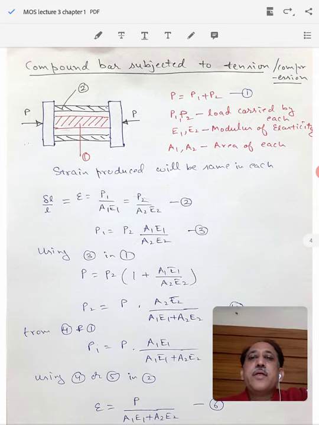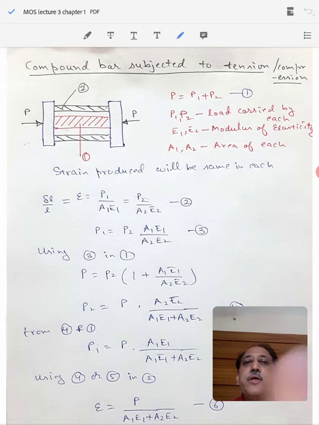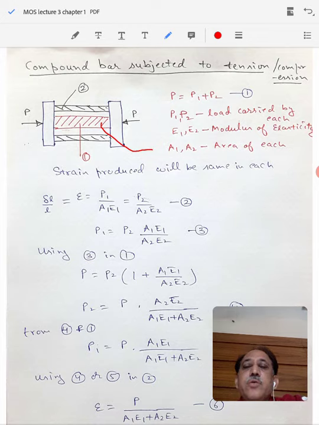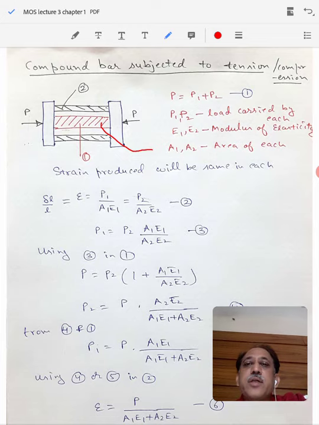In this particular case we are talking about compound bars which are subjected to tension or compression. What you are seeing in this figure is basically a solid rod, which is given as this red rod, number 1. So there is a solid steel rod in the middle. It may be circular in section, it may be square in section, that may be a different case. So you know the cross section area of it.